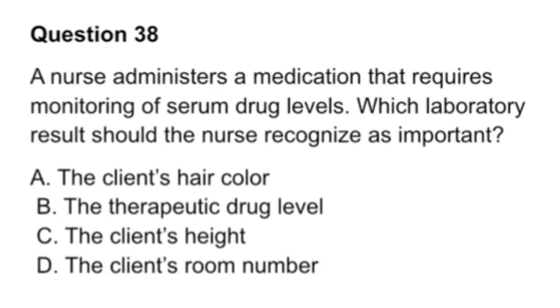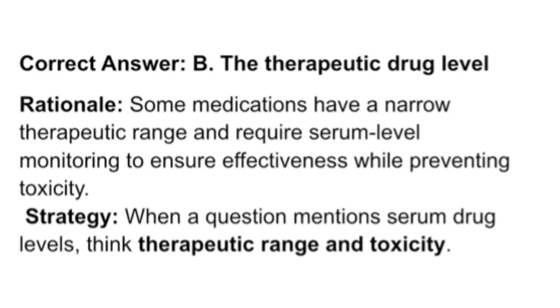Question 38. A nurse administers a medication that requires monitoring of serum drug levels. Which laboratory result should the nurse recognize as important? A. The client's hair color. B. The therapeutic drug level. C. The client's height. D. The client's room number. Correct answer: B. The therapeutic drug level. Rationale. Some medications have a narrow therapeutic range and require serum level monitoring to ensure effectiveness while preventing toxicity. Strategy. When a question mentions serum drug levels, think therapeutic range and toxicity.